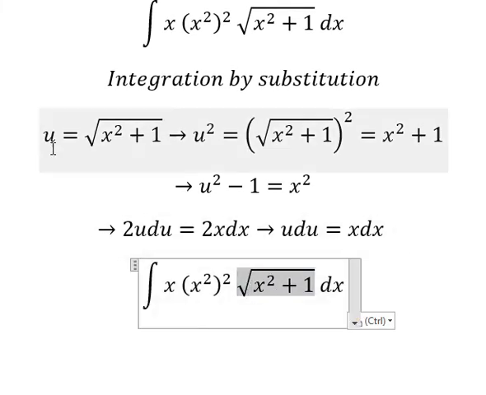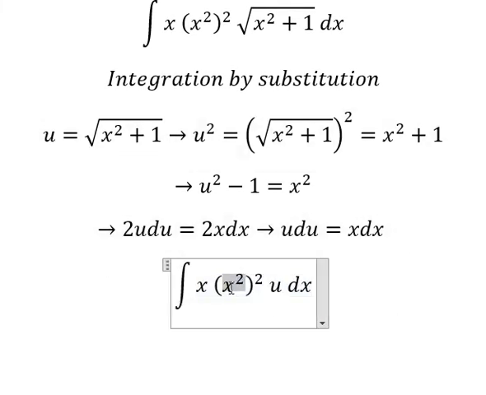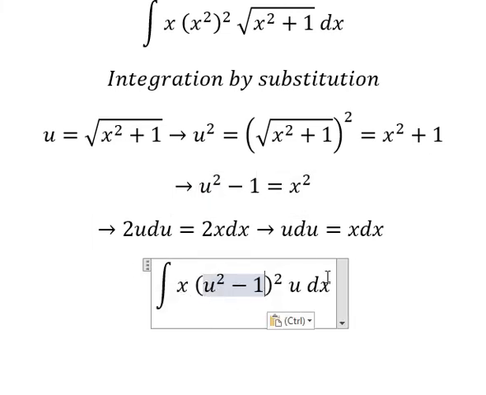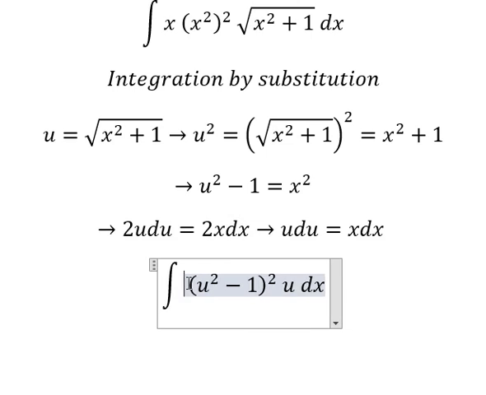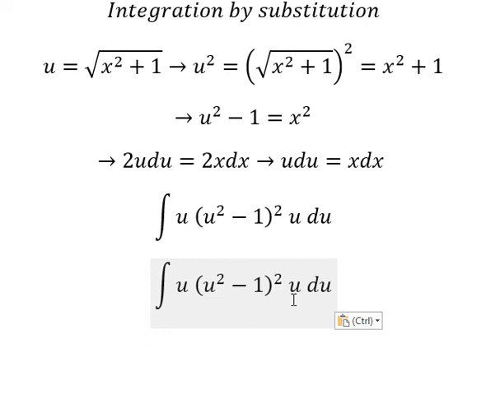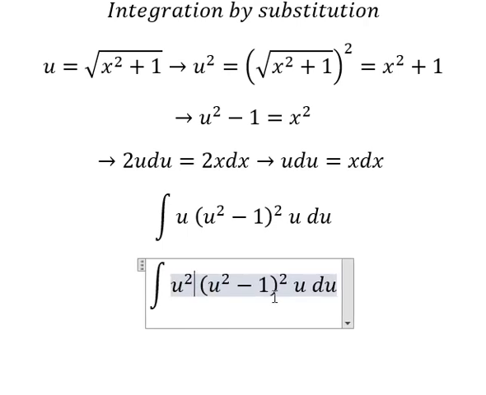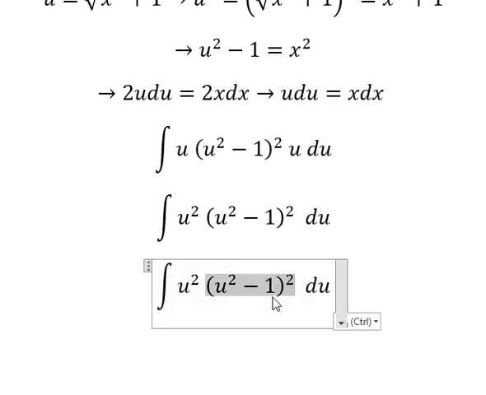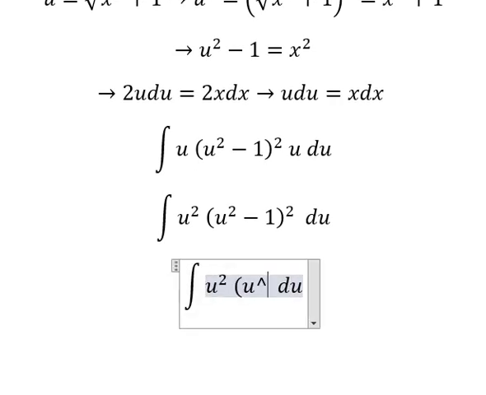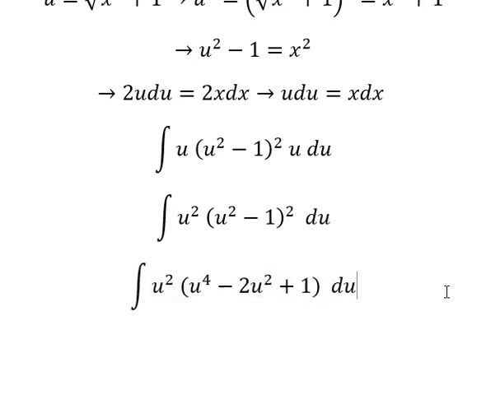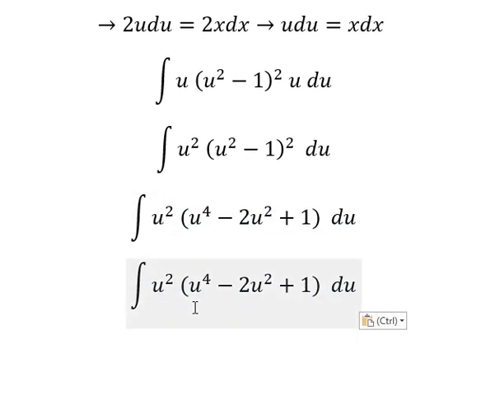The square root we change to u. x squared we change to u squared minus 1. x dx we change to u du. u and u we have u squared. Now we need to expand this one. So u squared multiplied by this one, and this one.